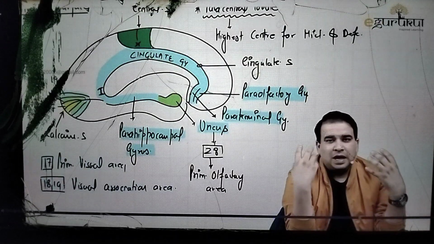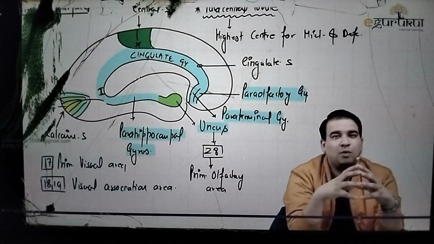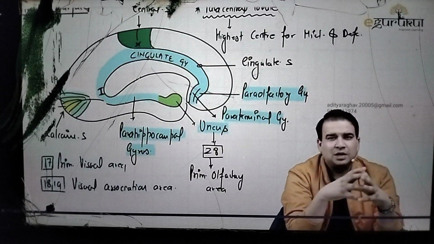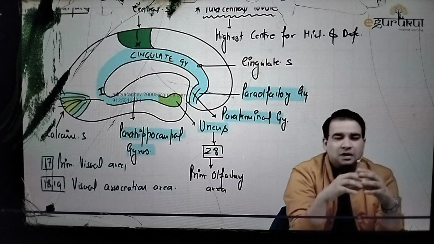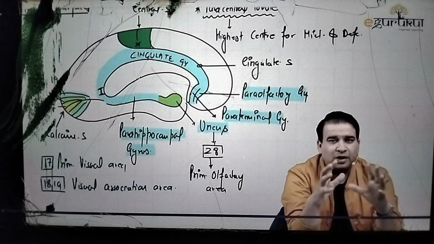Based on that, there is a schematic picture which is called a homunculus. Homunculus means ghost, so it looks like a ghost. You'll see an inverted body lying on the cerebral hemisphere, but that is a very good picture to give you an idea about what part of the body is represented in which area of the cerebral hemisphere.